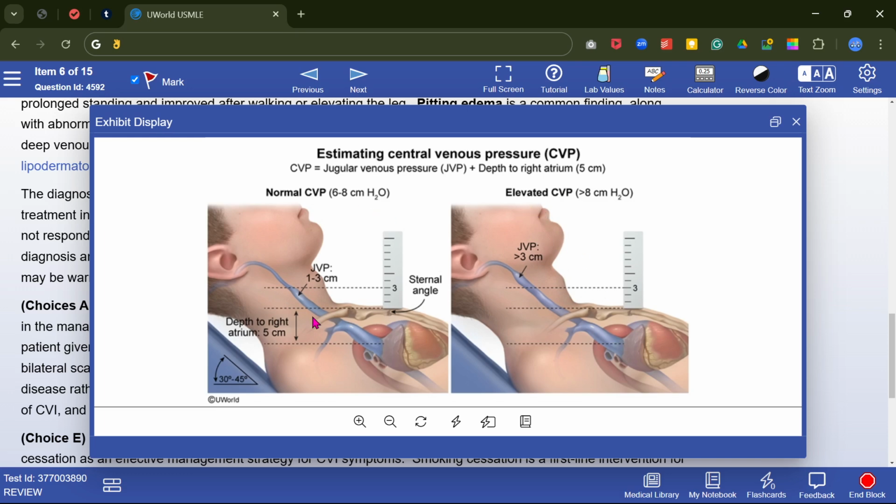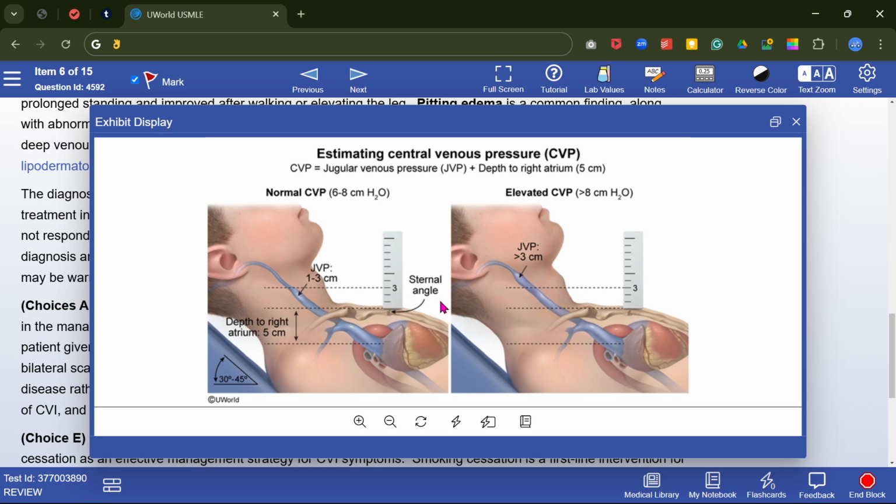For elevated CVP, the patient should be kept at 30 to 45 degrees. The depth of the right atrium is 5 centimeters. Then JVP should be measured. Normal JVP is 1 to 3.